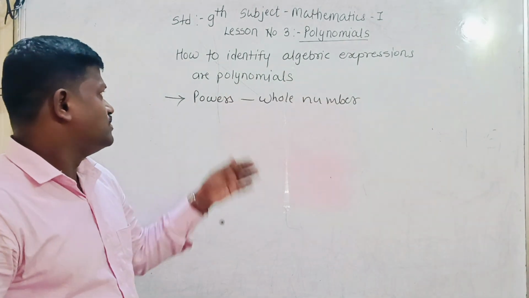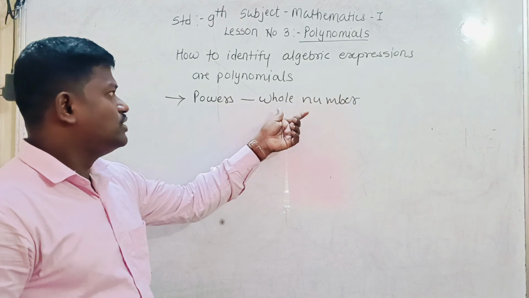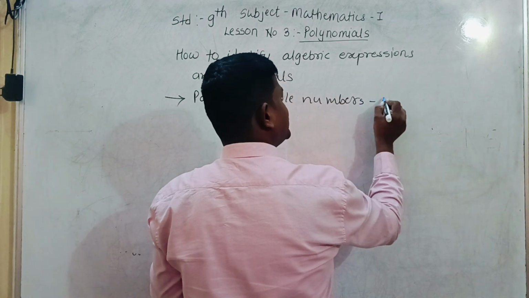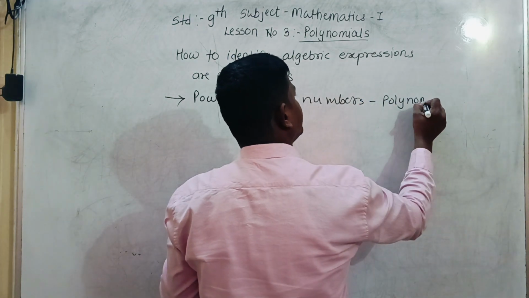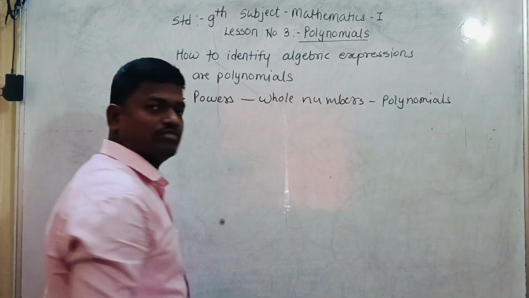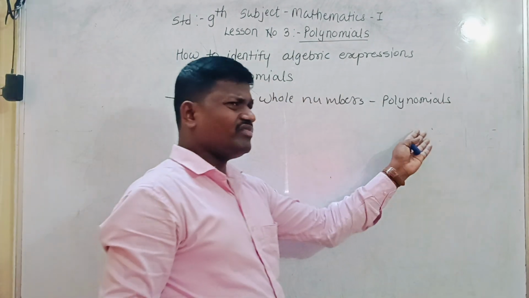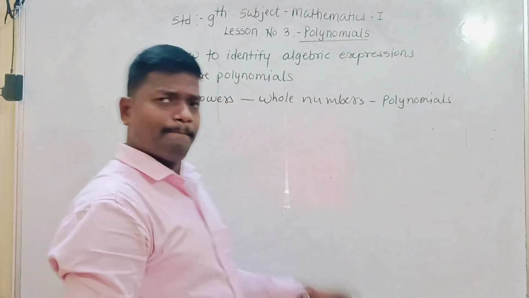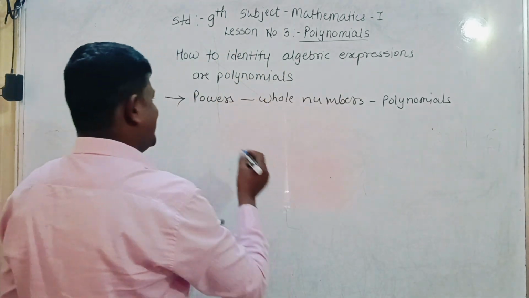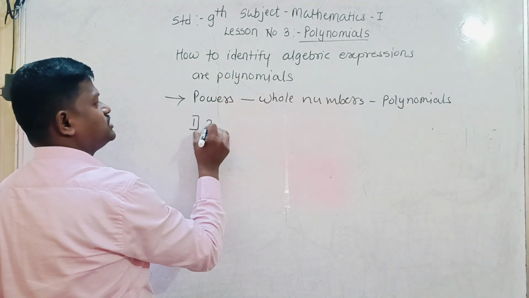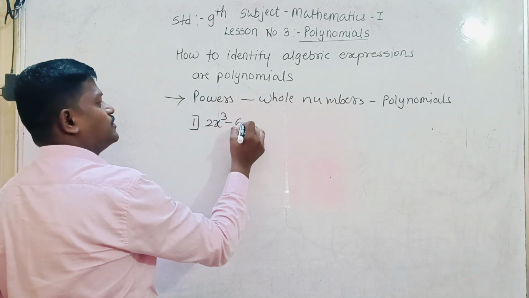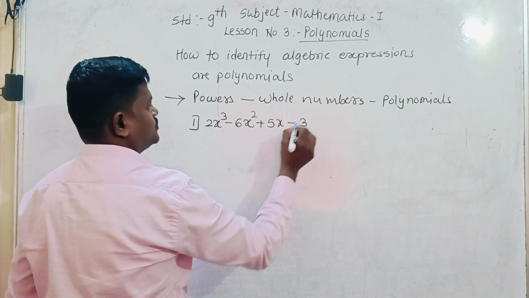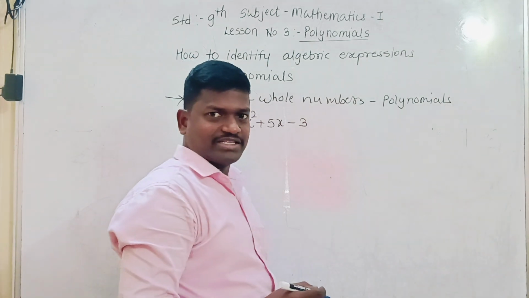polynomials, right? When the powers are whole numbers, then we call it a polynomial. Understood? So this is the way to find out which algebraic expressions are polynomials. Suppose I take one example. See, so this is our algebraic expression.